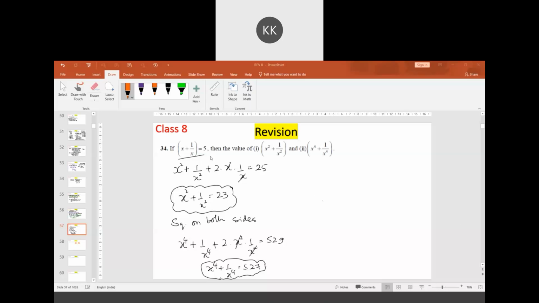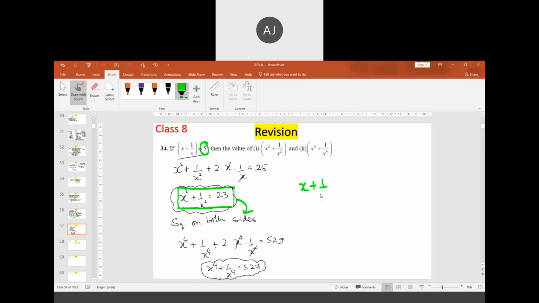You can see the result here. 27 square is 729. The result is obtained in terms of x square plus 1 by x square, and we can take squaring on both sides. Sir, can we take x plus 1 by x directly to the power 4? We should not, because expanding will be difficult.